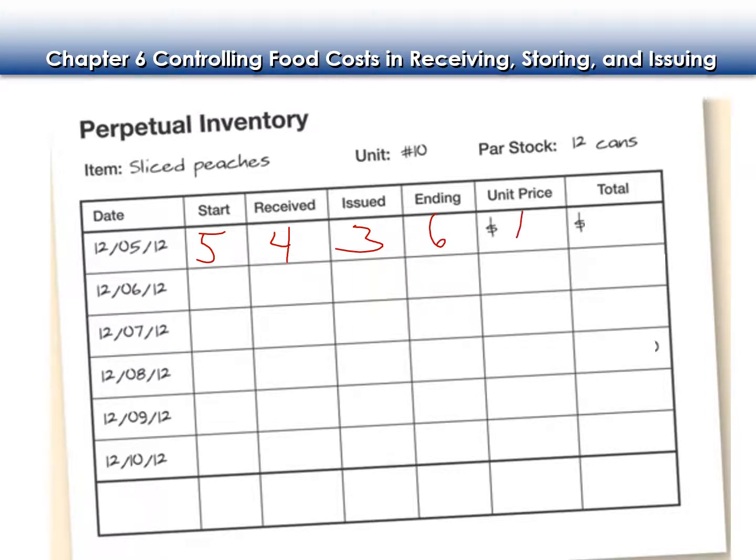Okay. Let's say we just paid $10 to keep our math easy. We paid $10. So my total in inventory right now is $60. Okay. So now my ending becomes my new start. You see how that works? Okay. Greg, give me a received. 6. All right. Frank, give me an issued.